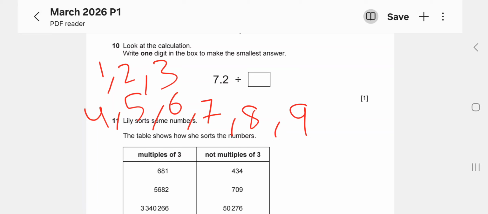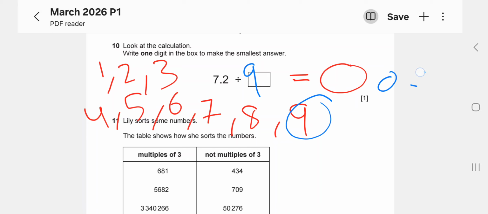If you want to get a small number, you have to divide by the largest. Which one is the largest? It's 9, so I will divide by 9. 7.2 divided by 9, the answer will be 0.8. This is the smallest number.